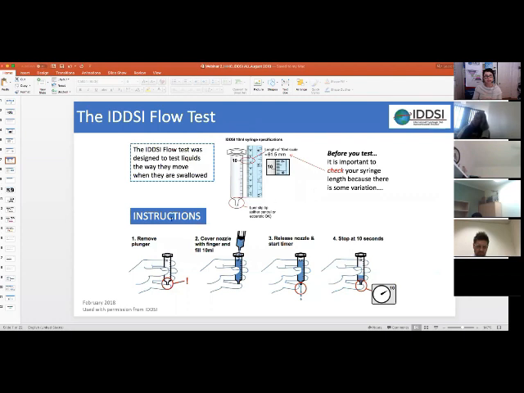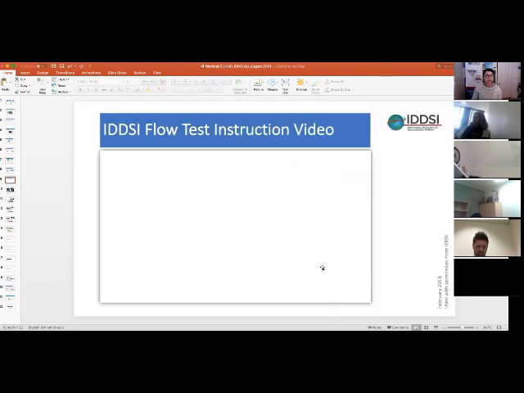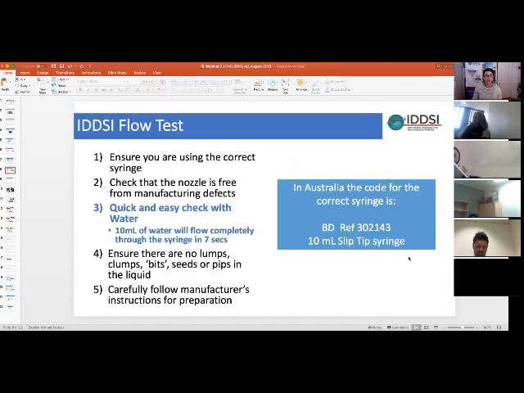I've included on here the schematic of the instructions on what you do to do the flow test. So you take the plunger out, use your finger to cover the nozzle, use another 10 ml syringe to pour the liquid into the 10 millilitre line, release the nozzle and start your timer, and stop the timer at 10 seconds to read how much is left. So this particular chart is available on the IDDSI website, but we're also going to watch a video where Ben will take us through that.